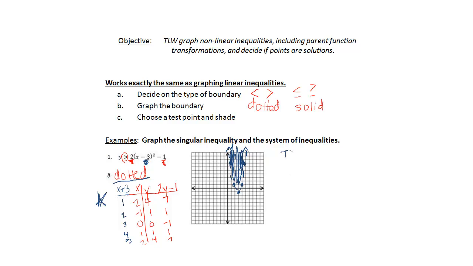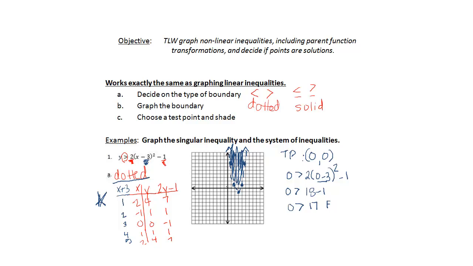If my test point is 0, 0, then I'm going to plug that into my inequality. So I'll have 0 greater than 2 times (0 minus 3) squared minus 1. Let's check it. 0 minus 3 is negative 3. Negative 3 squared is a positive 9. 9 times 2 is 18, so that would be 18 minus 1. So is 0 greater than 17? No, it is not. That is a false statement.